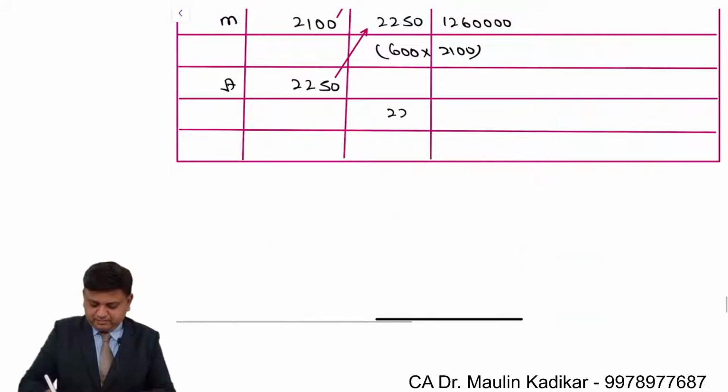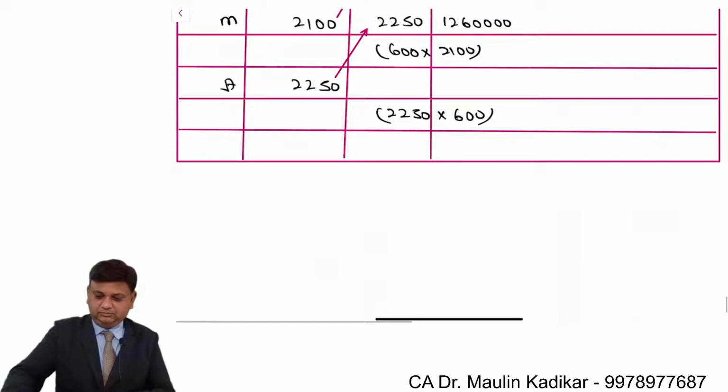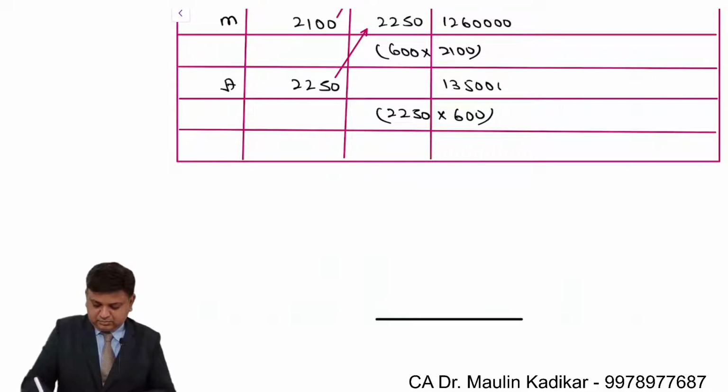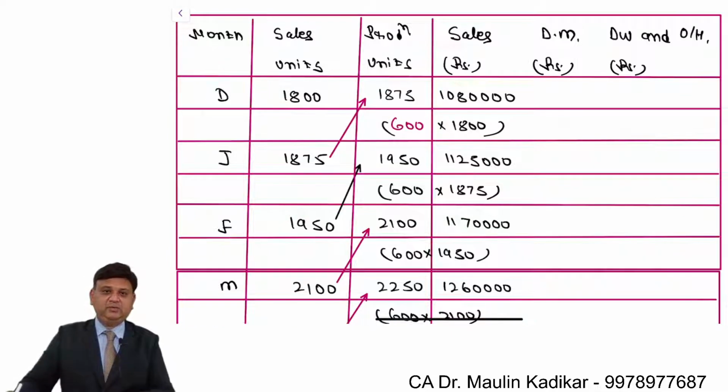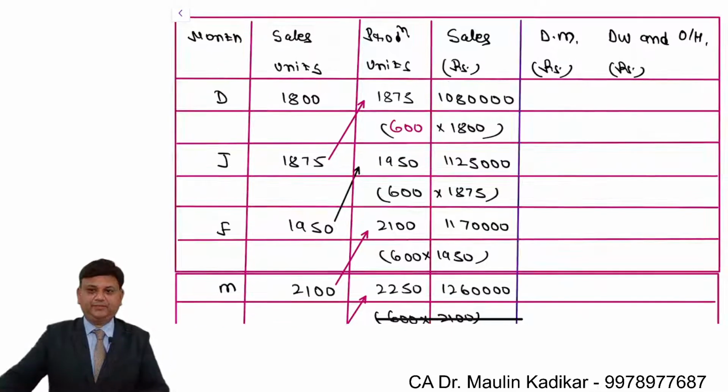2250 into 600, 13,50,000. That is the way we are required to compute the sales value on monthly basis.